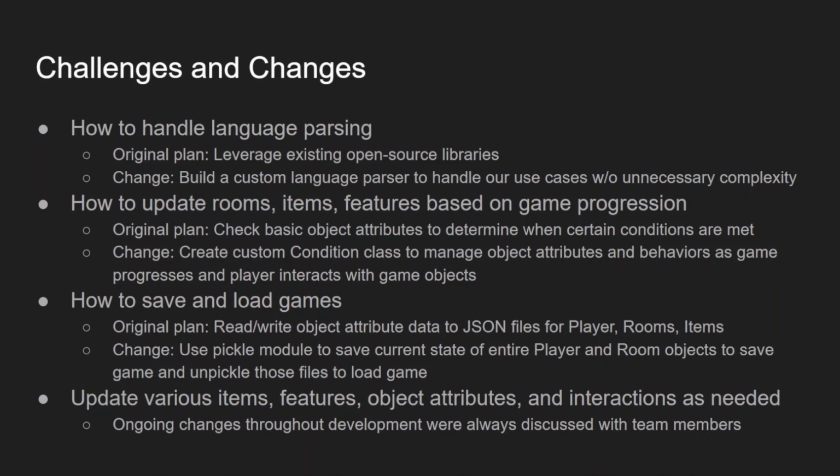Some challenges we faced throughout development and the changes we made to overcome them include handling language parsing. We decided to build a custom language parser to handle our specific use cases without a lot of the unnecessary complexity that open source options gave us. We also changed our approach to updating various conditional aspects of the game. We implemented a condition class that manages attributes of various objects and then changes their behavior as the game progresses. The original way we were going to save and load games was going to be way too complicated, so we ended up using the pickle module to read and write entire object states for player and rooms.